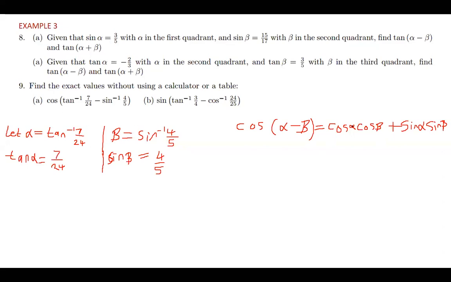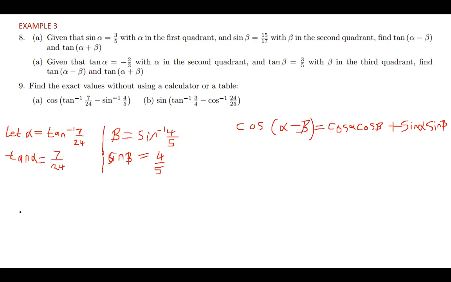So when you have such now, you ask yourself, from the information that has been given here, do I have cos alpha and cos beta? Of course, no, I don't have. From the information that has been given here, do I have sine alpha and sine beta? I only have sine beta. I don't have sine alpha. So how do I find that? Remember what I was doing on question 8a.